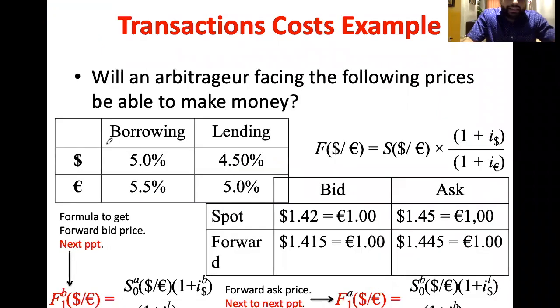Let's move on to the next, which is the example about considering the bid and ask spread. This is the same example that we looked at before, but this example focuses on the bid and ask spread. So let's say here, borrowing and lending in the US, and borrowing and lending in Europe.